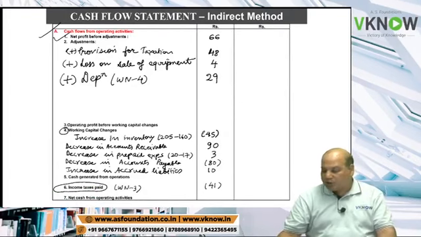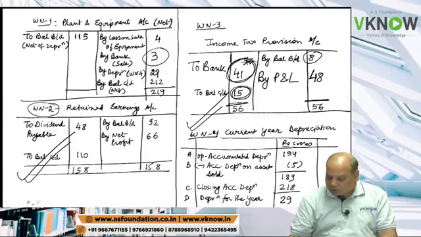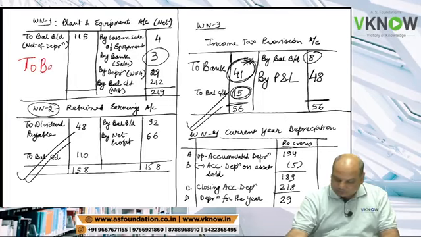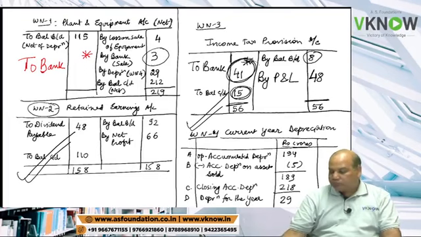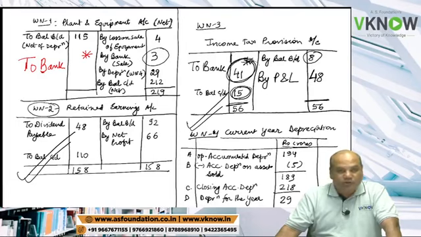So I have completed all adjustments. Now please go to the plant and equipment account and tell me the balancing figure, which is to bank. Sanket is right. Depreciation is included in operating expense.